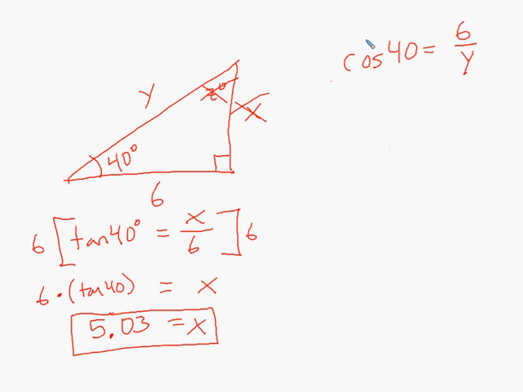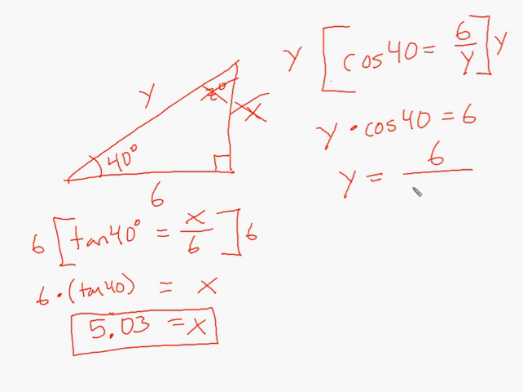Now what do I do? Multiply by y. I need to clear my fraction. So I have y times the cosine of 40 equals 6. y is not alone. I need to do one more step in this case. y equals 6 divided by cosine 40. So I put that in my calculator and get y is 7.8 to the nearest tenth.